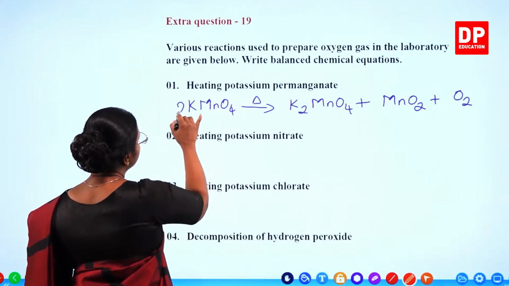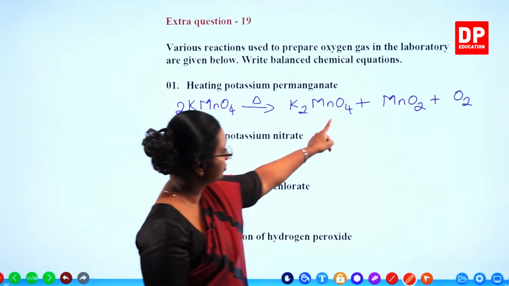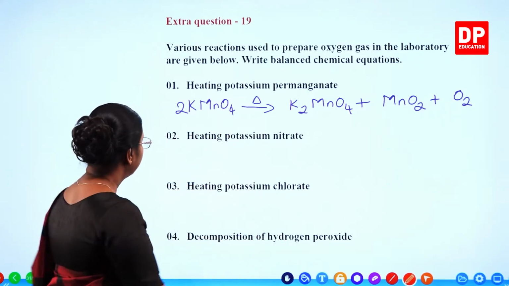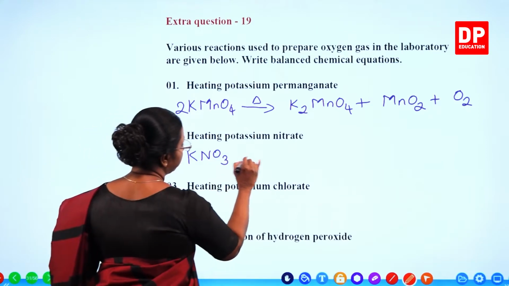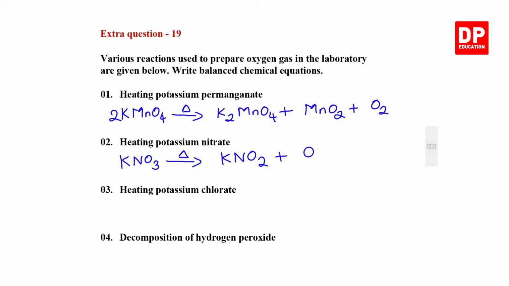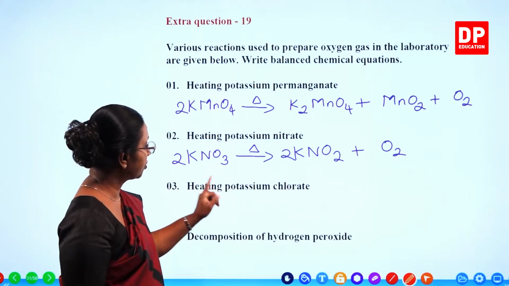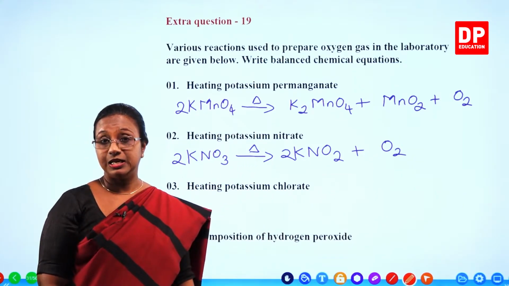So to balance these, we need to have a 2 in front. 2 potassium, 2 manganese, 8 oxygen. So 4 and 4, 8 oxygens. Now that is a balanced equation. Then heating potassium nitrate. Potassium nitrate is KNO3. When you heat that, you get potassium nitrite KNO2 plus you get oxygen. So to balance this, we put a 2 here and a 2 there. So 2 potassium, 2 nitrogens and 6 oxygen. So 2, 4 plus 2, 6 oxygens. That is the balanced equation.